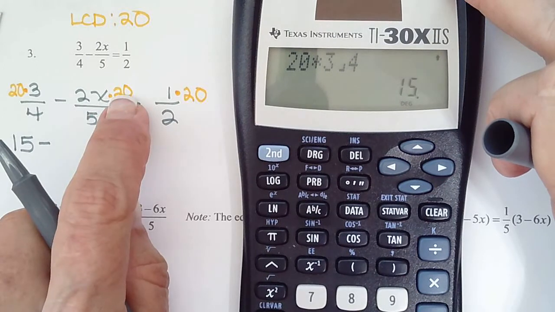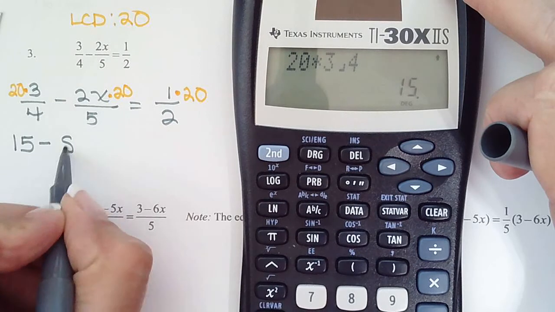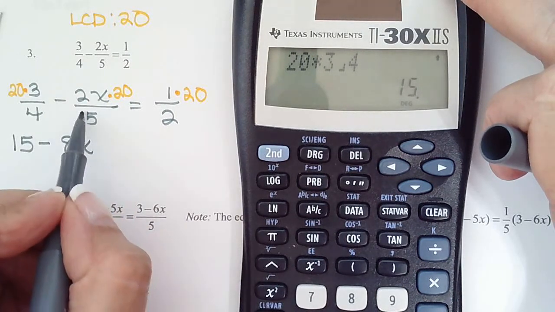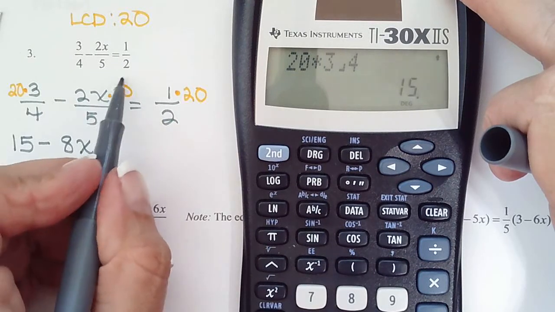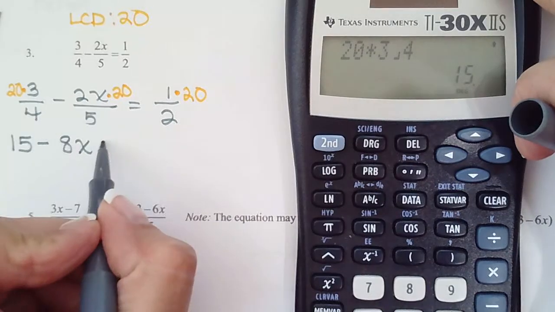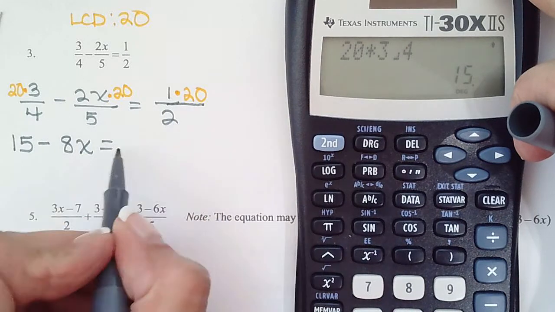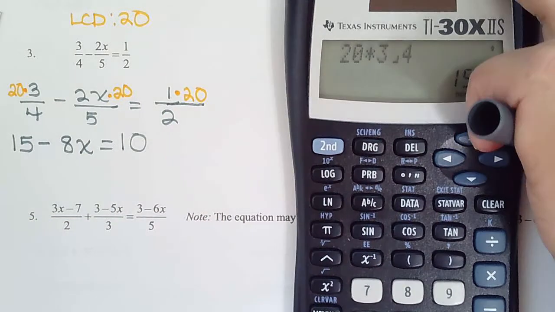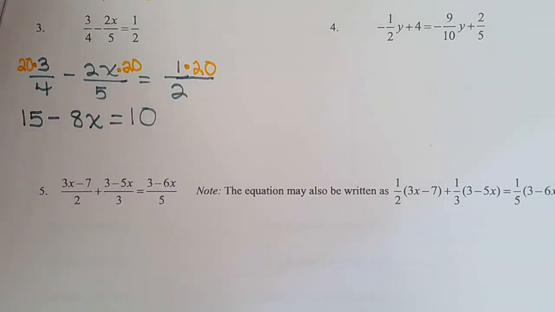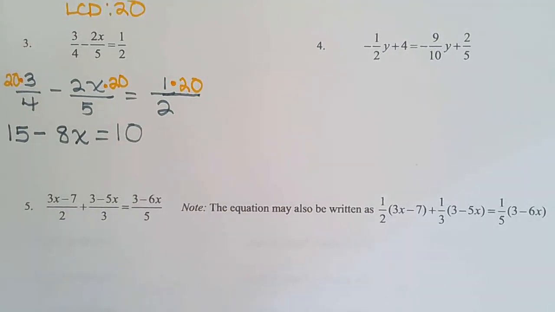This one we can do. 2 times 20 is 40, divided by 5 is 8. So minus 8x. You could also do 5 goes into 5 once, 5 goes into 20 four times, and then you have minus 8x as well. Equals 20 divided by 2, which is 10. So look at that sweet little problem we have. Almost done, and there are no fractions.